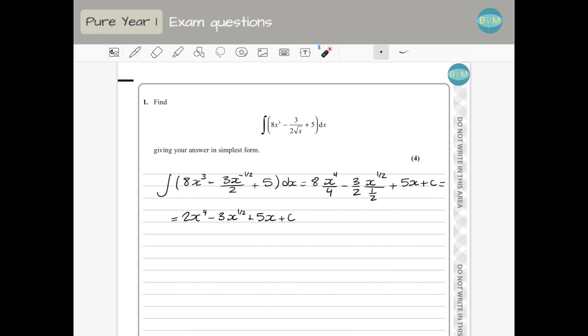You can write x to the power of 1/2, or if you prefer root x, it doesn't matter. It's already in the simplest form. When they say in the simplest form, they just mean simplifying the coefficients. And that's all with this question.